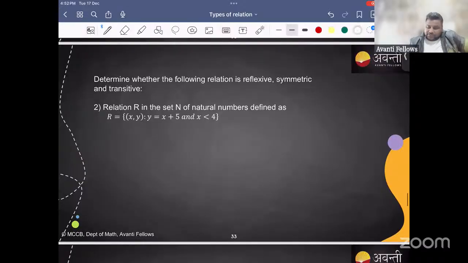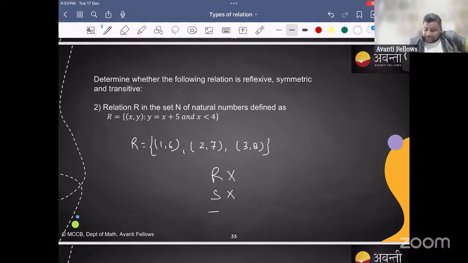Now, see this one. Relation R on the set N of natural numbers is defined by this. Now see what this relation R is. If x is 1, then y is 6. x is 2, then y is 7. x is 3, then y is 8. That's it. x is less than 4, they have provided you. Reflexive? No. Symmetric? No. Transitive?